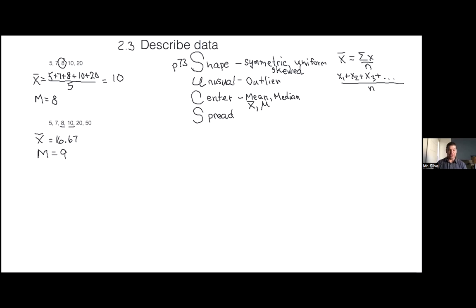Symmetric distribution. Skewed left, you're usually skewed towards lower outliers. Skewed right, you're skewed towards higher outliers. So this 50 up here pulls the mean to the right of the data set. So that tells me that this data set would be skewed to the right. So you could be skewed left or skewed right.